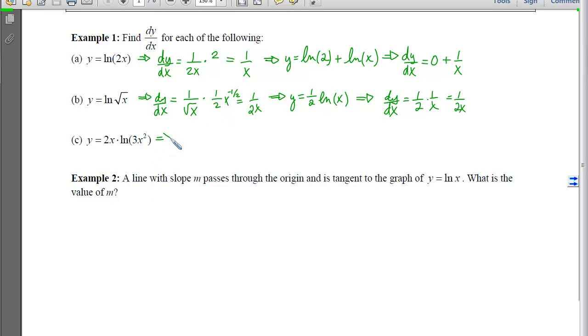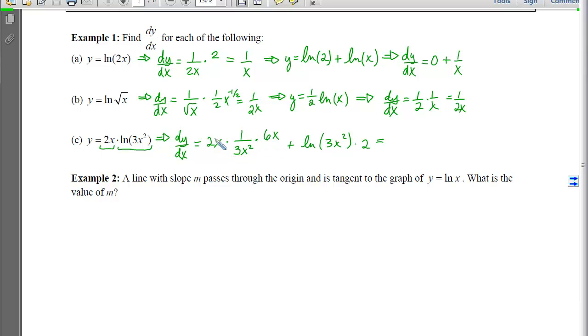Last one, we want to use the product rule because I have two things multiplied together. So I will have dy/dx equals the first one times the derivative of the second, which I hit that log first and then I hit the inside, plus the second one times the derivative of the first. I can simplify if I care to.